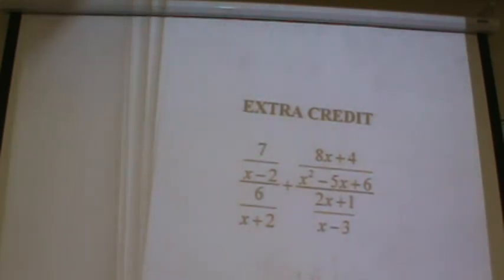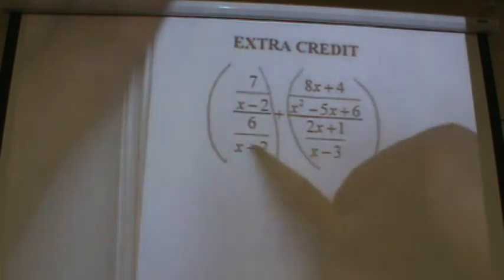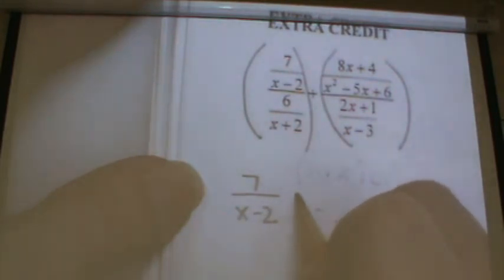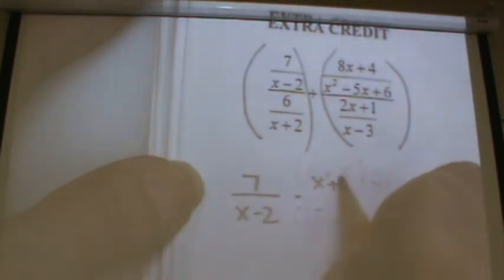And where was the extra credit? I love the extra credit. How many got the extra credit? You did, which is good. It's fun. You are taking this fraction and you're going to add this, but you have 2 complex fractions. So what you have here, you have 7 over x minus 2. You're going to do what? Flip?